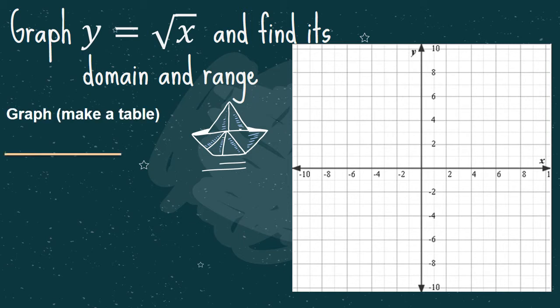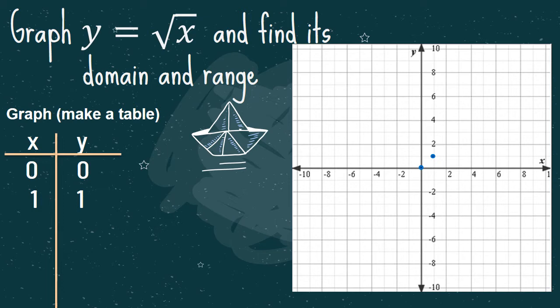So we make a table, and the first value for x is going to be 0. When x is 0, y is equal to the square root of 0, and the square root of 0 is 0. So let us plot this point, (0, 0). Then we can continue with a value greater than 0, for example 1. When x is 1, y is the square root of 1, that is 1. So we plot the point (1, 1).